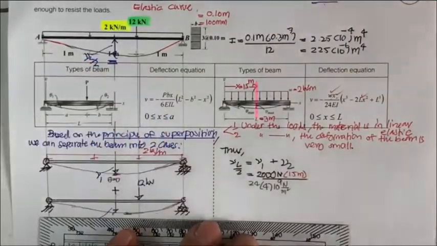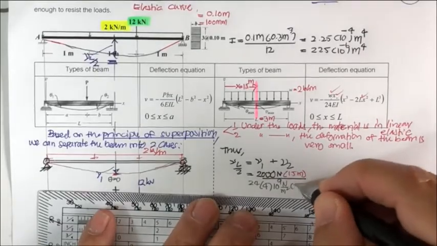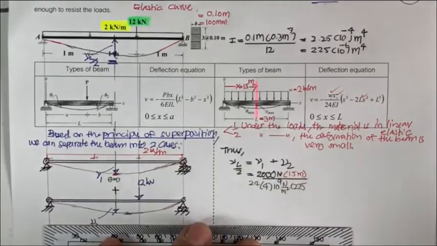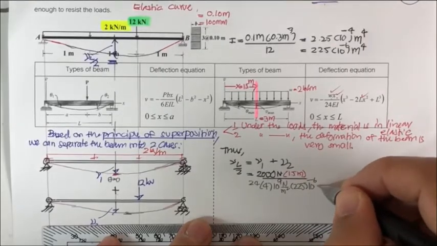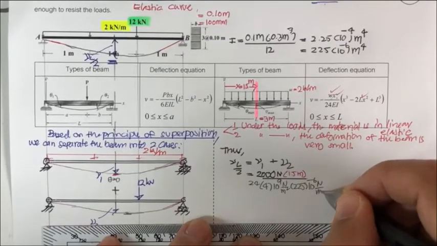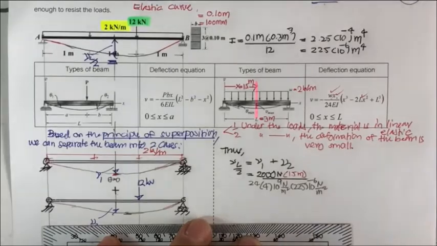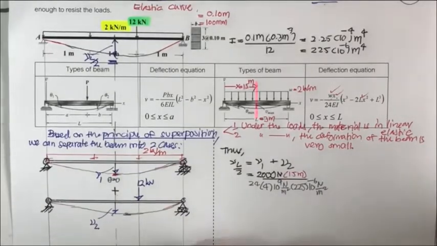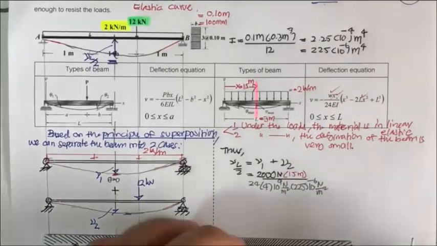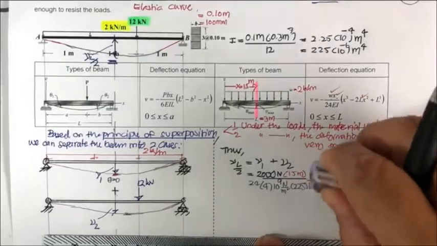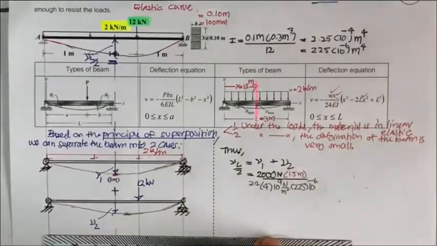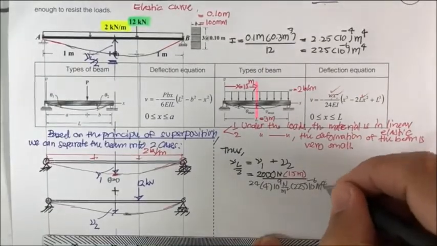Okay, and if you put it over here, it's going to be 225 times 10 to the minus 6 and Newton per square meter. Oh, sorry, it's an I. It cannot be like that. It's going to be the unit of what? Oh, this is the unit of something else. I lost my mind.